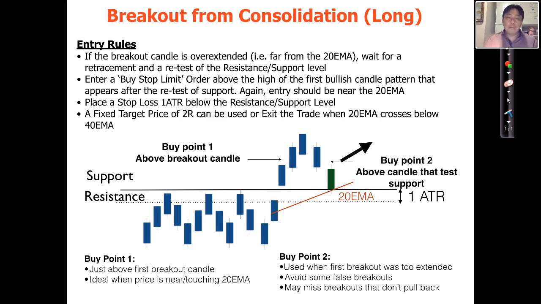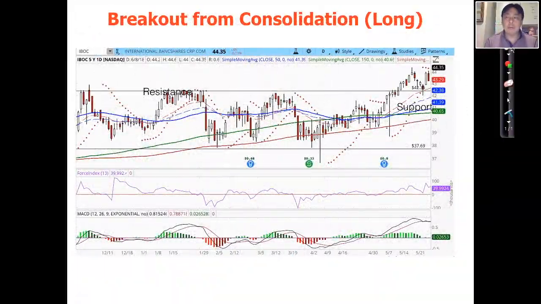So just to recap, buy point 1: enter just above the first breakout candle. Let me just highlight that there. Ideal when the price is near or touching the 20 EMA. Buy point 2 is used when the first breakout tends to be overextended. But when you wait for buy point 2, you may miss some breakouts that don't pull back. The good thing about buy point 2 is that you avoid some of the early false breakouts. Sometimes it breaks out and then it comes back down. Waiting for buy point 2 avoids many of those. So if you just want to take buy point 2, go ahead. There's nothing wrong with that. It's actually a more cautious approach. So let's look at a few examples of this in action.